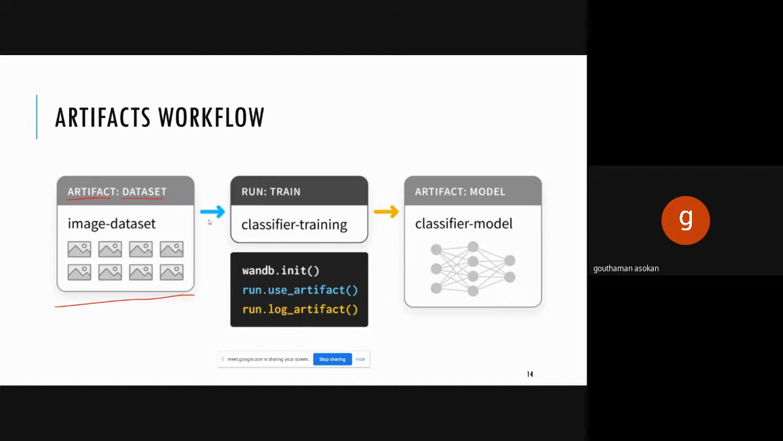What we do is a run, which is training the model to classify the images. We do that with wandb.init, use artifact, and log artifact. Once we specify these commands, we get the trained model. This trained model is again an artifact, of type model. In this way, we can save datasets and models with our own specification and versioning, so that we can easily use them in further and future experiments.